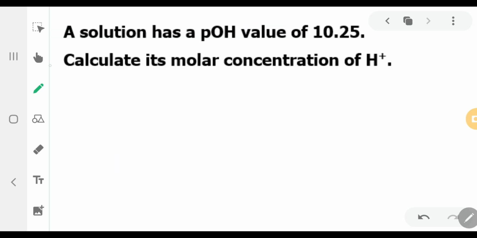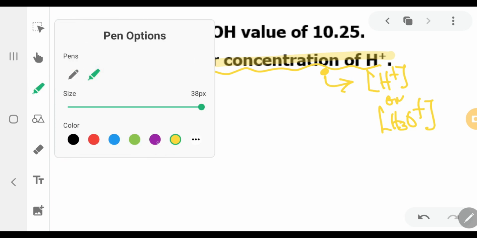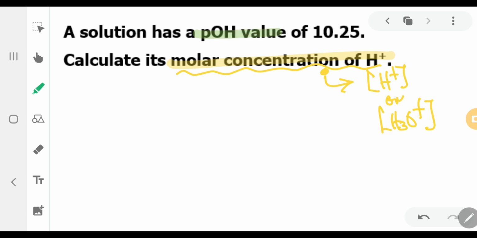Okay, now let's have a look at this one. In this question, it wants you to find the molar concentration of H+. Remember, molar concentration of H+. So what the question wants right here is for you to find the concentration of H+. Remember, H+ is also the same as H3O+. They are conceptually the same. The question gives this.